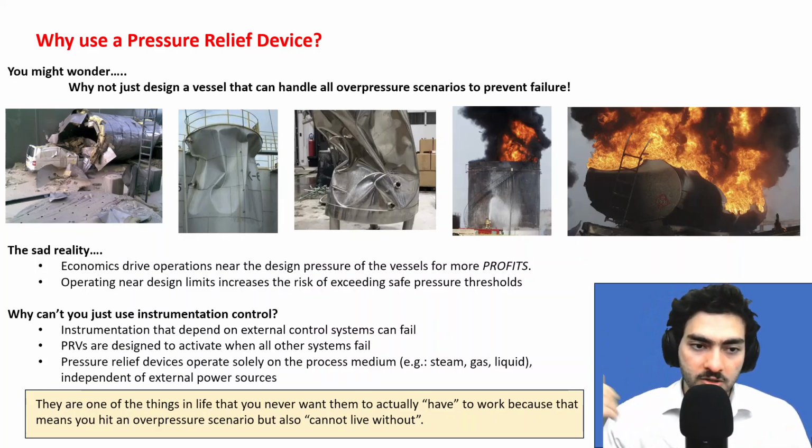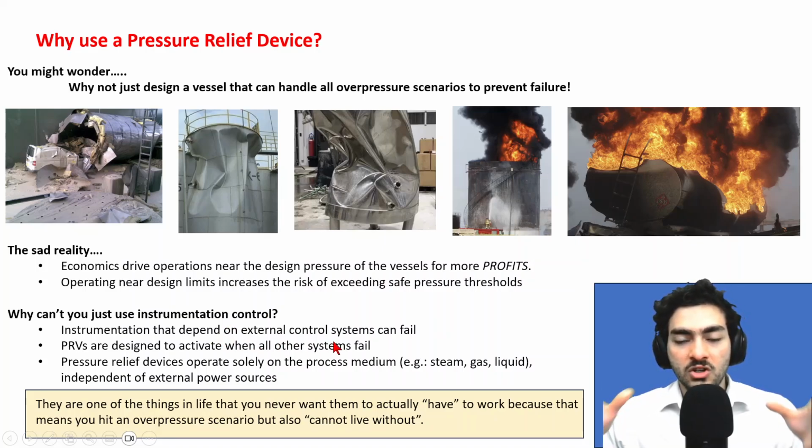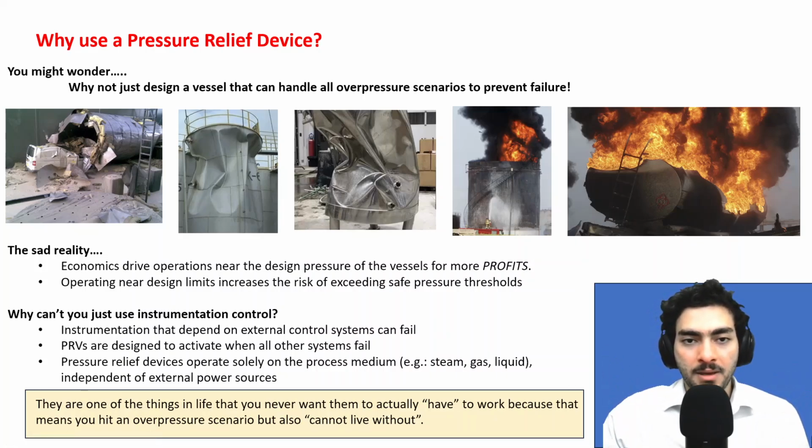And so operating near the design limits of these vessels would increase the risk of exceeding safe pressure thresholds. And so you might think, why can't you just use instrumentation control, such as a pressure transmitter that then controls valves based on the pressure reading of the vessel to depressurize the vessel? Well, the problem with just depending on instrumentation control is that the external control systems themselves can fail because they depend on the electrical power.